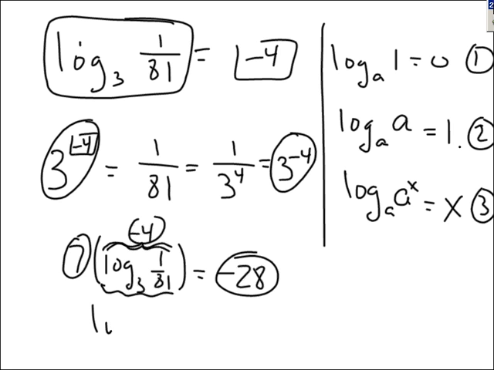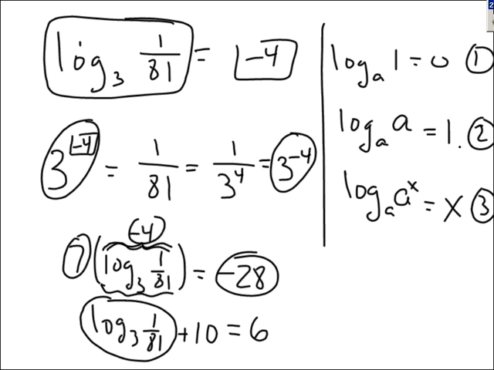If I ask you, what is log base 3 of 1 over 81 plus 10? You should say 6. Negative 4 plus 10 is 6. This is just negative 4. It's another way of writing negative 4. Are you going to remember that tomorrow? Probably not. But for right now, we know it's negative 4.